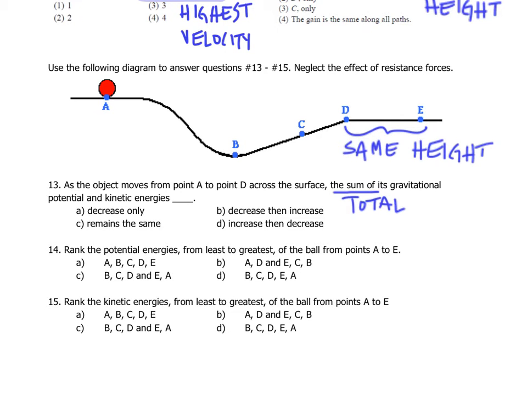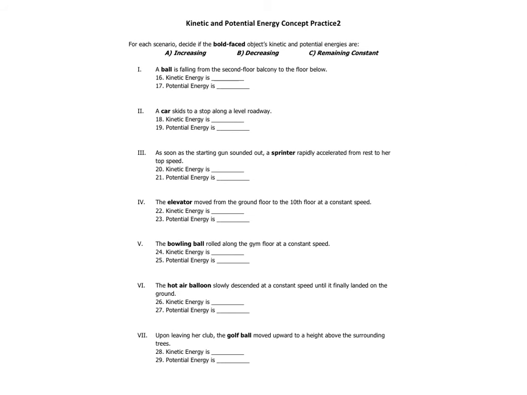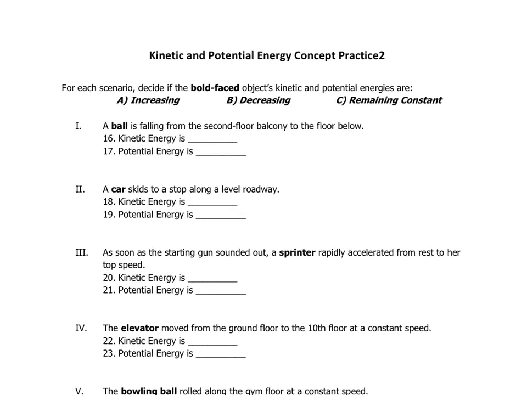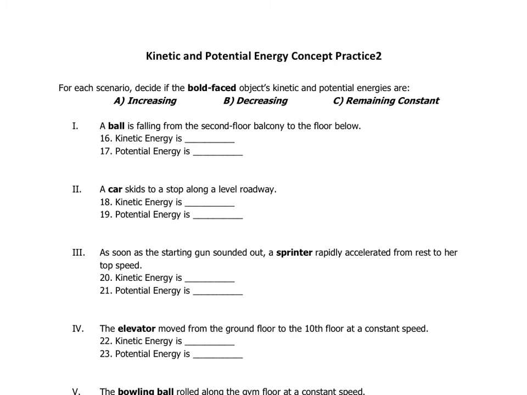Go ahead and turn over to page 6 for me really quickly. And again, at any point, if you need to stop and make notes, just pause the video and come back to it. So I'll go over a couple things on page 6, and this is what you're working on today in class, page 5 and 6. So now you're given some more scenarios similar to what we did on the previous page. But I want to know, based off of the energy that's listed, is that energy increasing, decreasing, or is it remaining constant? Okay. So, for example, in Roman numeral 1, it says a ball is falling from the second floor balcony to the floor below.